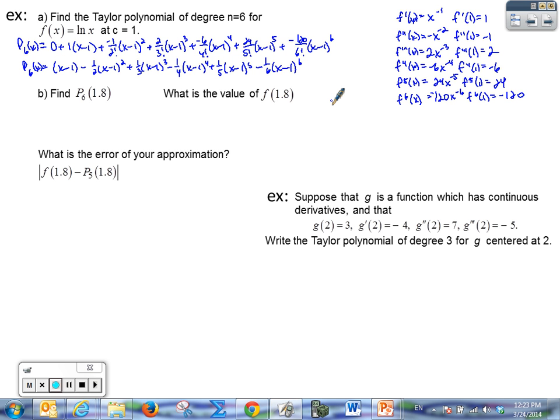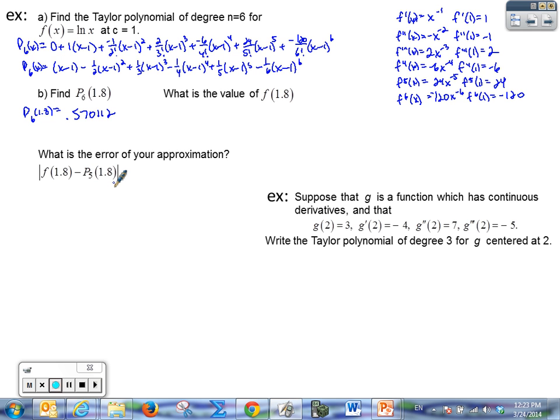So there's our polynomial. To find P6 of 1.8, we would have to substitute 1.8 everywhere there's an x and let our calculator do all of the work for us. Unless you want to do it by hand, that seems like a painful thing to do, but maybe somebody in here wants to do that. I don't know. P6 of 1.8 turns out to be 0.570112. See, I already did it for you, so you don't have to do this one.